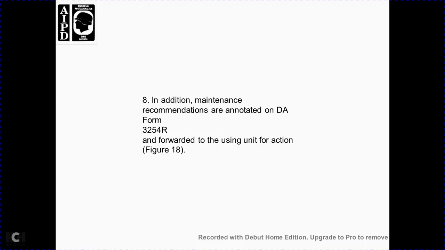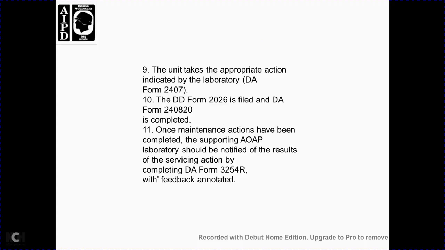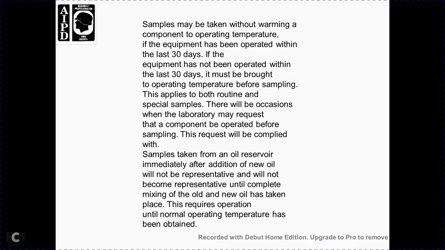DD Form 2026, oil analysis request. In addition to the maintenance recommendations, notes on the DA Form 3254 are forwarded for action, Figure 18. DA Form 3254 with the oil analysis recommendation and feedback. The unit takes the appropriate action indicated by the laboratory with the DA Form 2407, and the DD Form 2026 for the DA Form 5820 is completed. Once the maintenance actions have been completed, the laboratory supporting the Army Oil Analysis Program should be notified of the result of the service action by completing the DA Form 3254-R feedback.